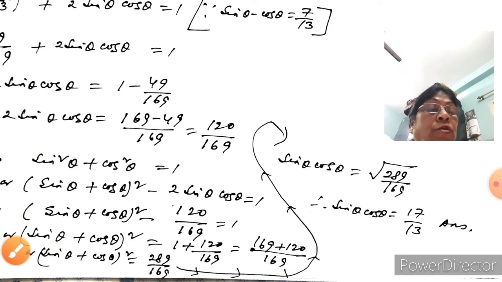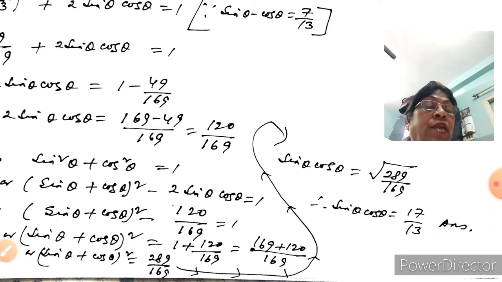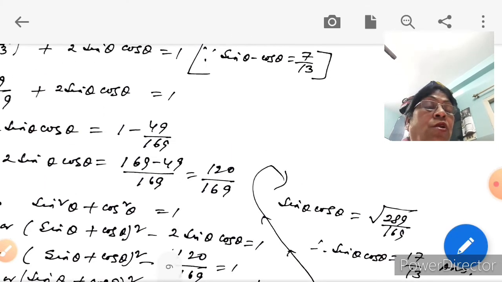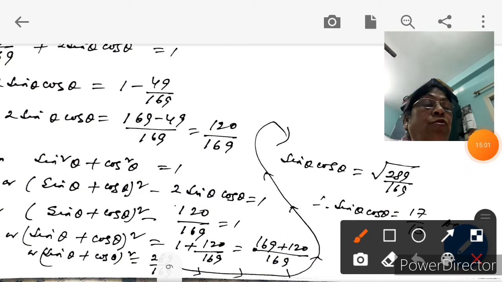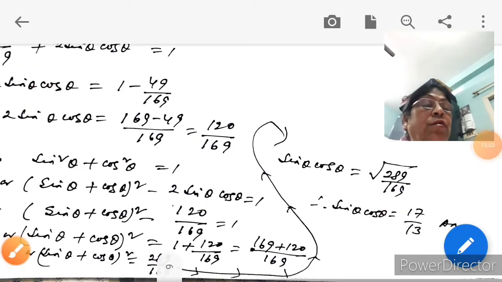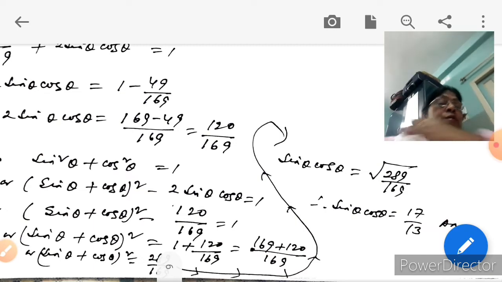Therefore, sin theta plus cos theta is equal to root over 289 by 169. Therefore, sin theta plus cos theta is equal to 17 by 13. This is the answer.